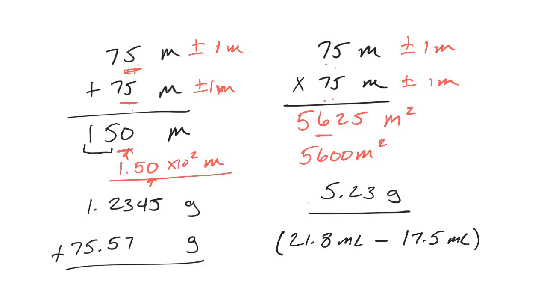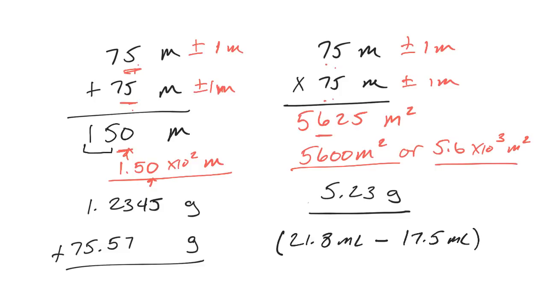Now that's fine, there's nothing wrong with reporting it that way. Or we could also write this as 5.6 times 10 to the 3 meters squared, if we want to be extra clear. So either way is fine here for that quantity. We really do need to use scientific notation though for our first problem.